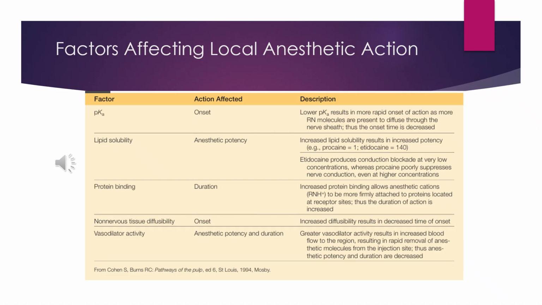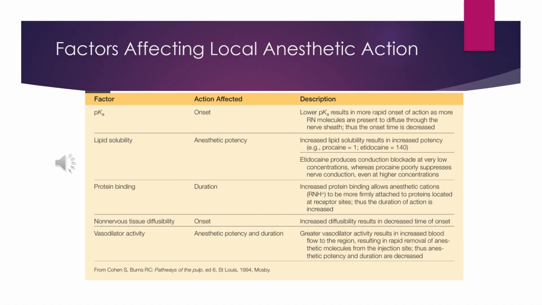Second, lipid solubility. Lipid solubility affects the anesthetic potency. So increased lipid solubility results in increased potency. So etidocaine can produce conduction blockade at a very low concentration and can fully suppress nerve conduction even at higher concentration, because etidocaine is 140 times more potent.